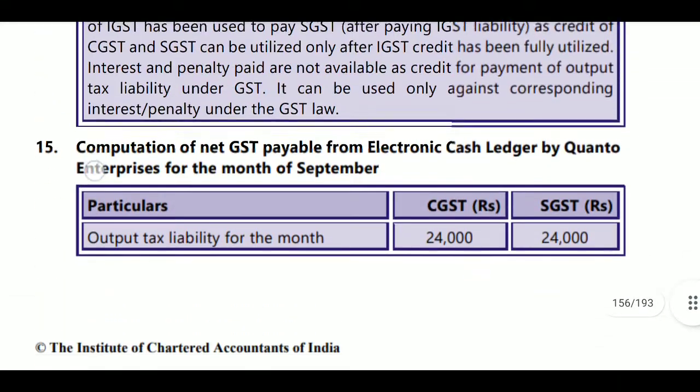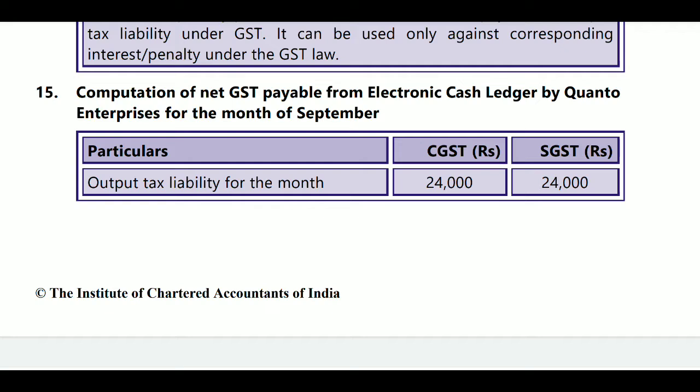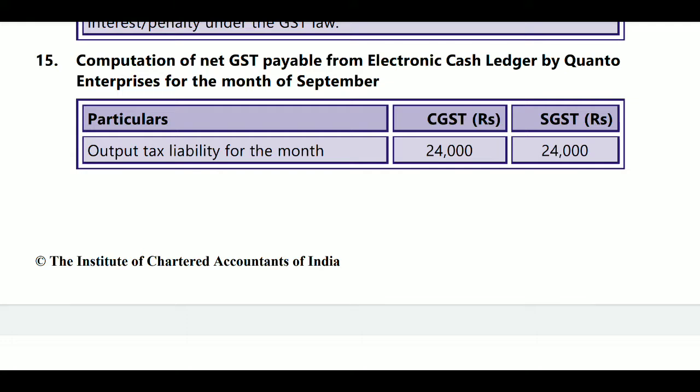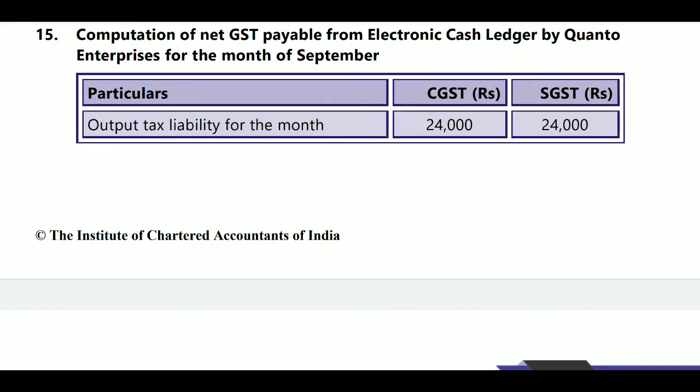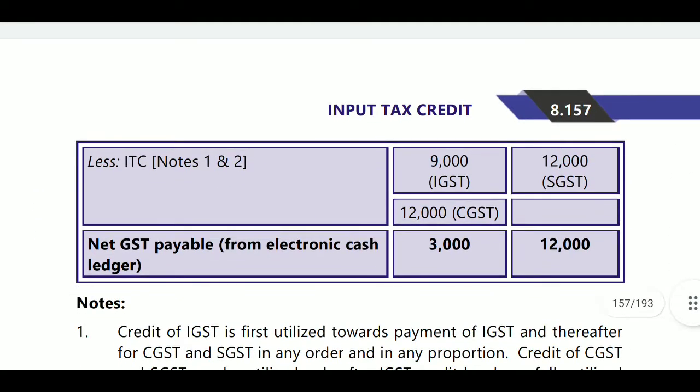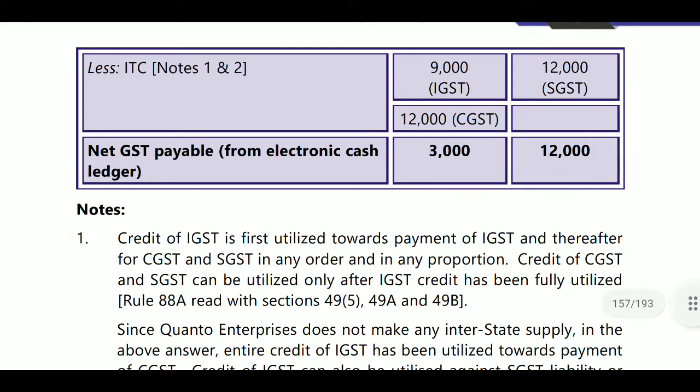Question number 15. Computation of net GST payable through the electronic credit ledger by Quantama Enterprise for the month of September. The output tax liability for the month is 24,000, which is provided. Less ITC available: 12,000 and 9,000 of IGST. IGST credit is utilized first. So the IGST credit was utilized for the CGST amount, leaving CGST of 12,000 payable. Net GST payable will be 3,000, cash payable 3,000. CGST and SGST of 12,000 will be payable.